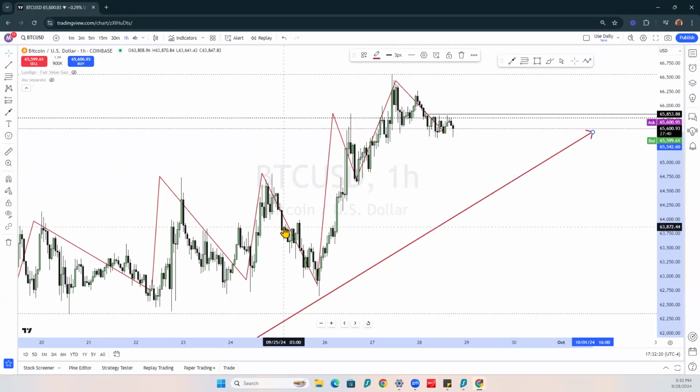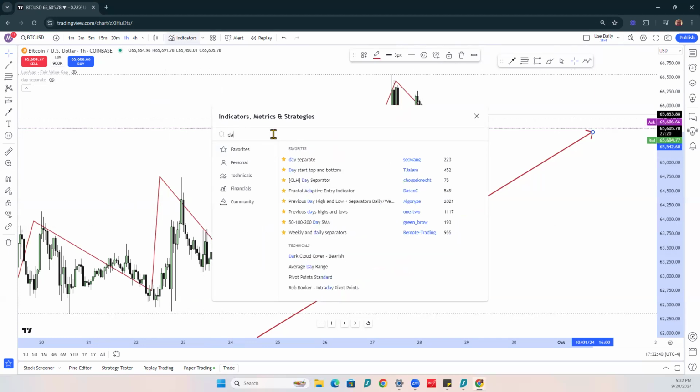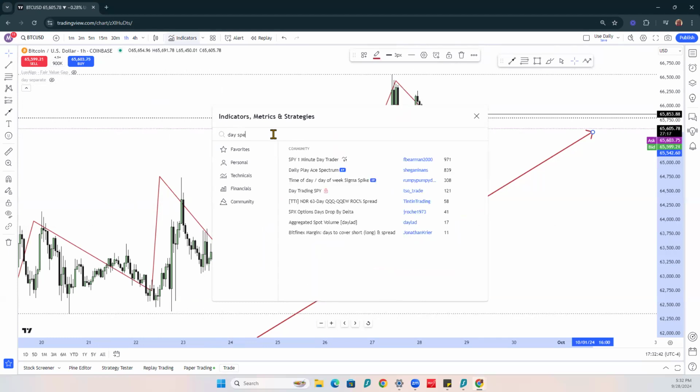All right. So, what I want to share with you is a strategy that you could use to help you in your day-to-day trading. Okay. So let's go down. There is an indicator that I want you to put on your chart. So when you go to indicators, okay, you're going to go ahead and type in day separator.